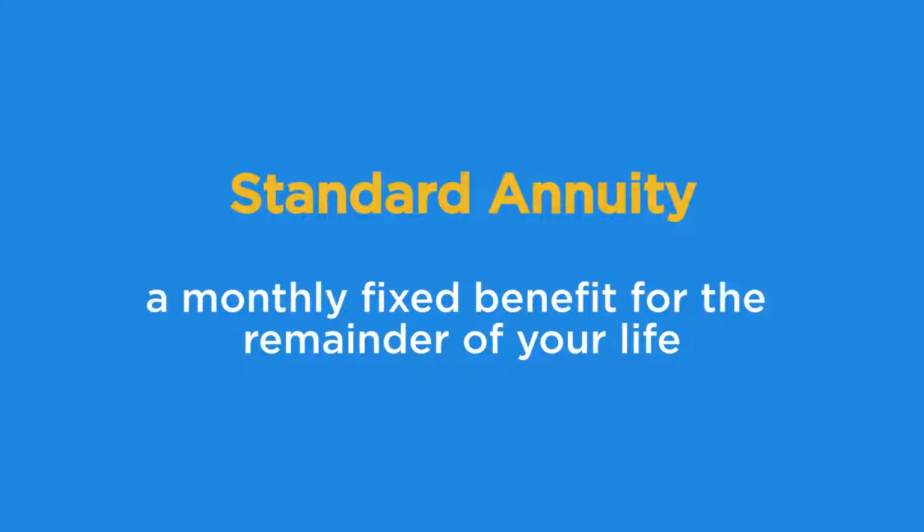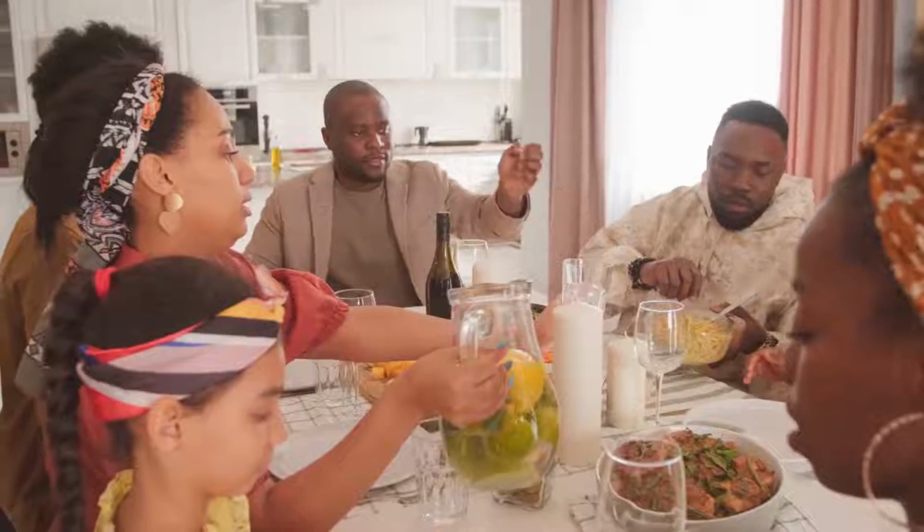And what is a standard annuity? A standard annuity is a monthly fixed benefit for the remainder of your life. You may ask, well, what happens if I die and I've selected the standard annuity? Well, if you've received more in monthly benefits than the cash value of your contributions to TRS, your monthly benefits would cease upon your death and your family would receive a one-time $10,000 benefit, which is really just designed to help you with funeral and transition costs.